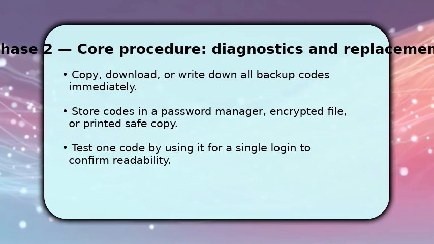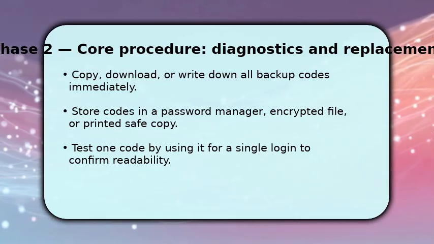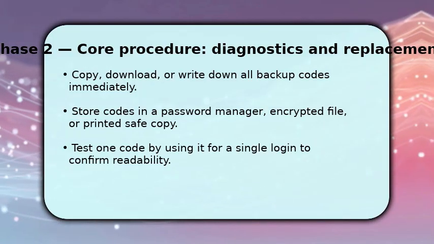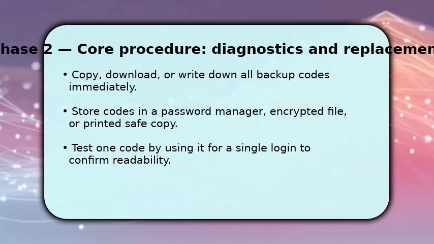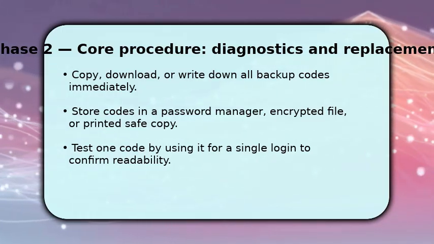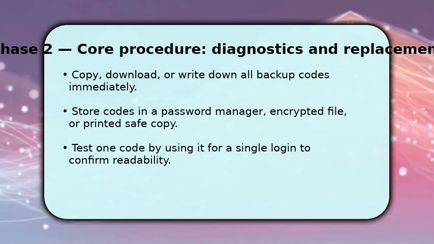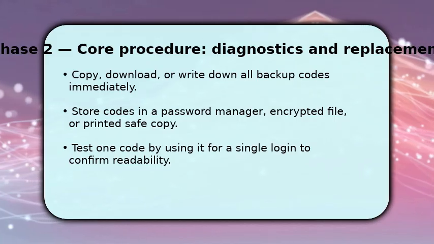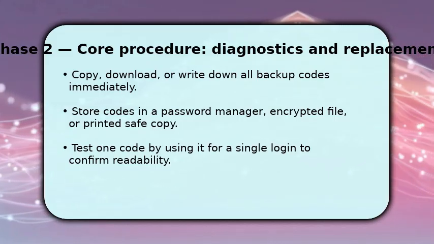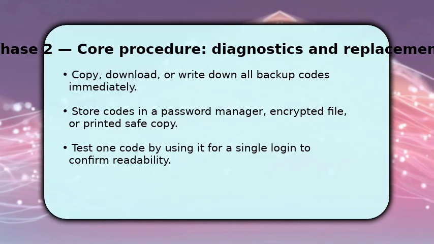You can download the list, copy to a password manager, or write each code on paper and store it in a safe place. Choose a method you will actually access. Make sure to label them clearly, because each code is one-time use and you should not reuse or share them. After saving, test a single code with a quick login to confirm the saved text matches. That verifies you won't be locked out later.